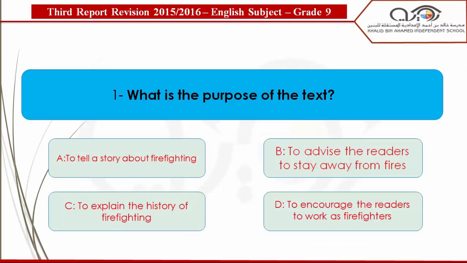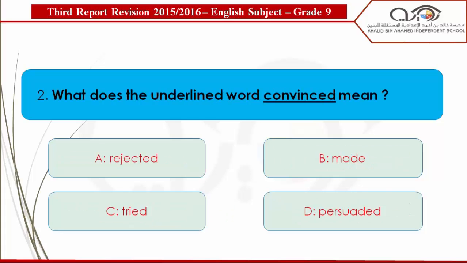Yes, thank you. Now we move to questions. The first question is asking about the purpose of the text. When we talk about the purpose, that doesn't mean the main idea. It means why we wrote this passage. So, we wrote it to tell people a story about firefighting, or to advise the readers to stay away from fires, or to explain the history of firefighting, or to encourage the readers to work as firefighters. So, Ahmad, what is the right answer? C, to explain the history of firefighting. Exactly. He mentioned a lot of dates and events in the past. Yes, events in the past, exactly.